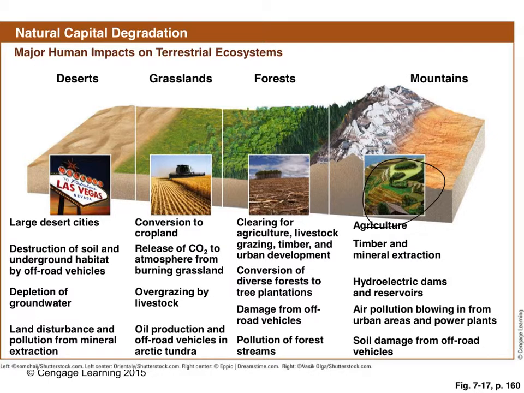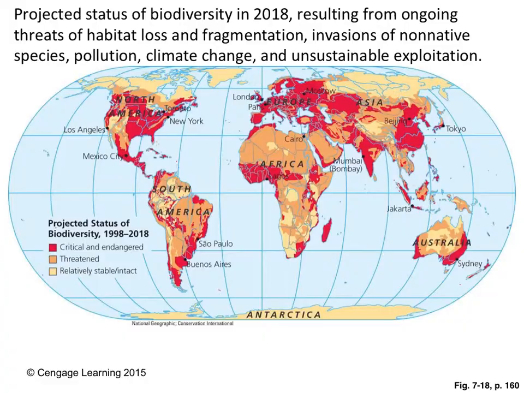Hydroelectric dams and reservoirs are oftentimes put in the mountains because as the snow melts, it runs down, and we can tap into that for energy resources, and that has some negative environmental effects too. Air pollution blowing in from urban areas and power plants is a problem, and soil damage again from off-road vehicles.